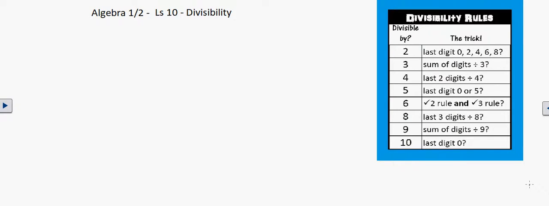Algebra half. We're on page 39. Our lesson today is called Divisibility. Okay, not too challenging, certainly not a very long lesson.